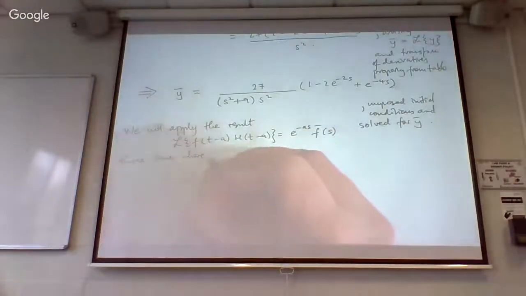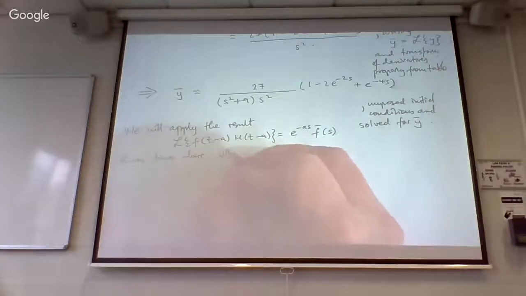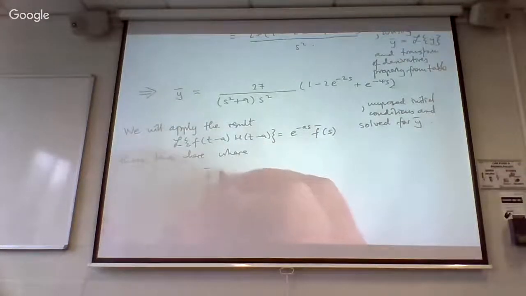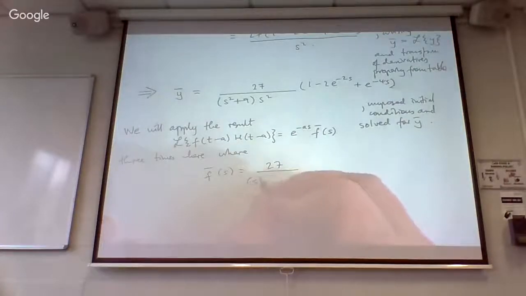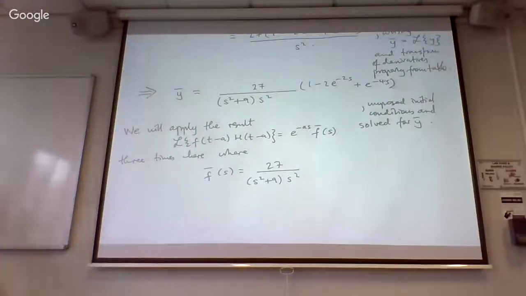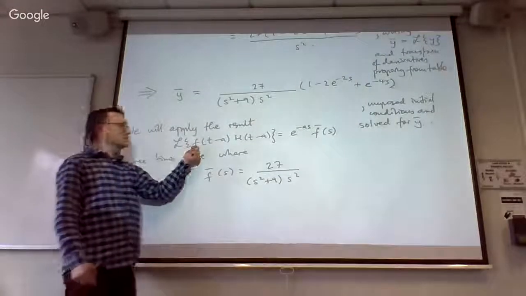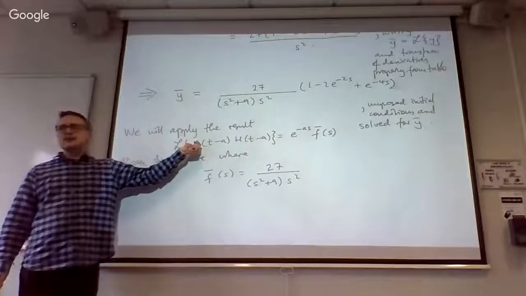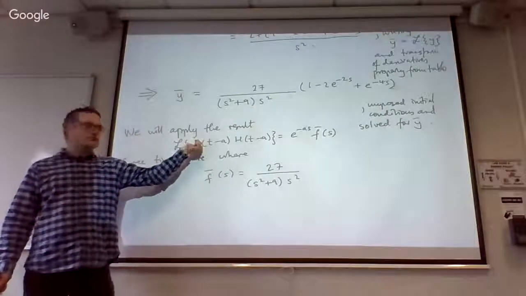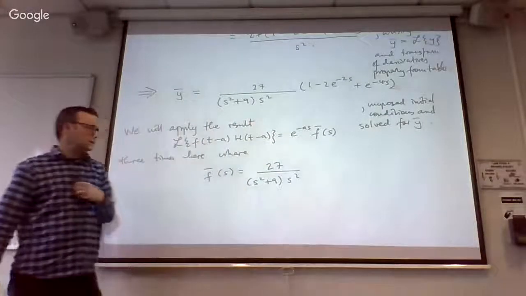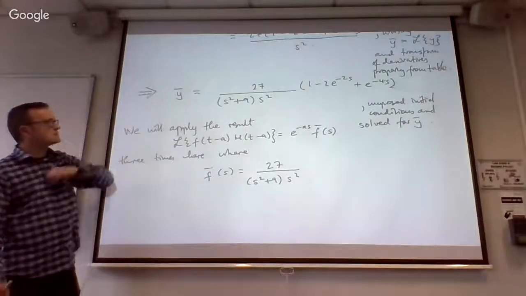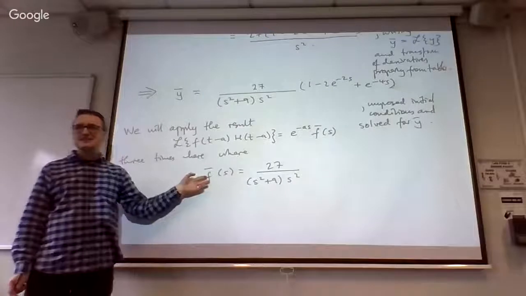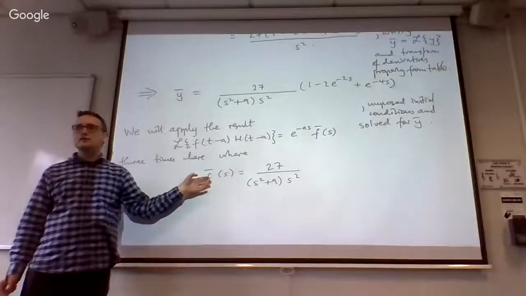3 times here, where f bar of s is this function here. But in order to apply that, we're going to have to obtain the f, which is the inverse transform of f bar. Okay. So that's something we have to separately do. So we park that expression for y bar there for the moment, and we take the inverse transform of this f bar.